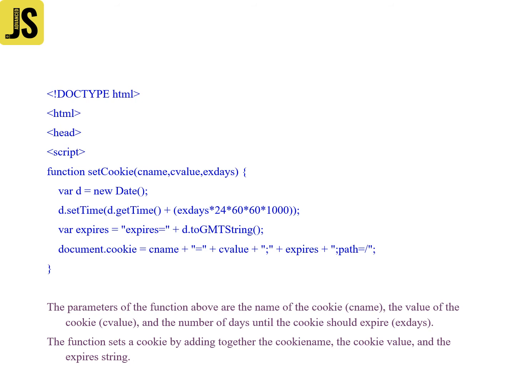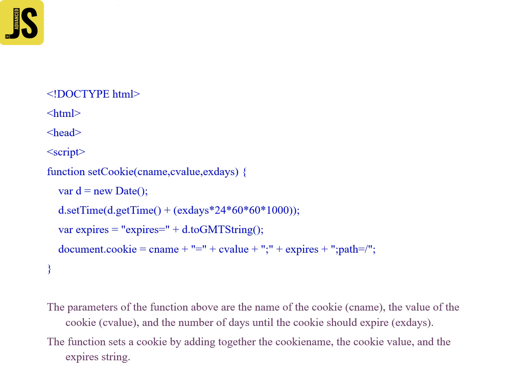So what happens in the function is the function sets a cookie by adding together the cookie name, cookie value, and the expire string. So in the set cookie function, we have a cookie name, the corresponding cookie value, and the expiry date. So variable d is equal to new Date. So it will create d as a date object.